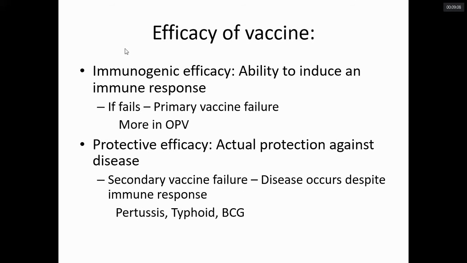The efficacy of vaccine. There are primary vaccine failure and secondary vaccine failure. When you give a vaccine and it is not able to induce an immune response, it is primary vaccine failure. And if it is able to produce an immune response but is not able to protect from disease, it is secondary vaccine failure. We mostly see primary vaccine failure with oral polio vaccine and secondary vaccine failure with pertussis, typhoid, and BCG vaccine.